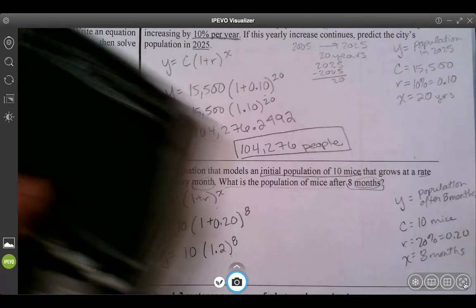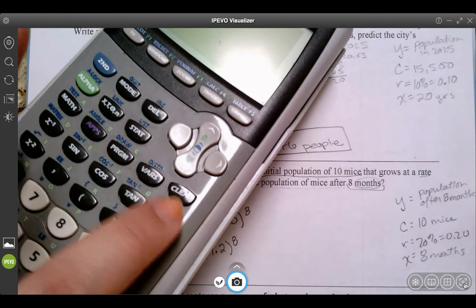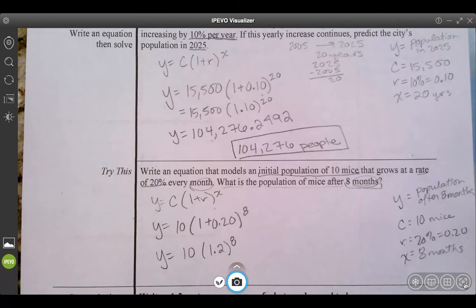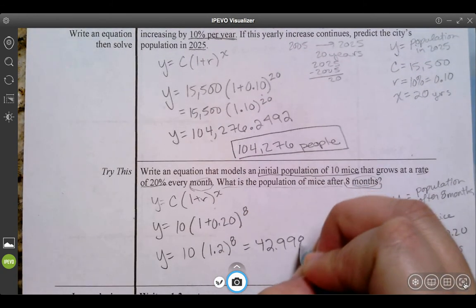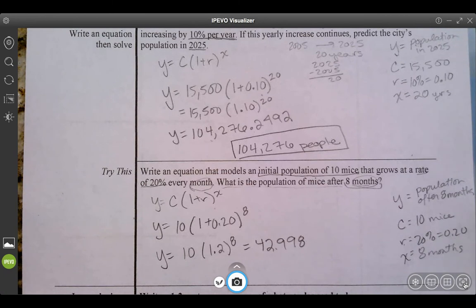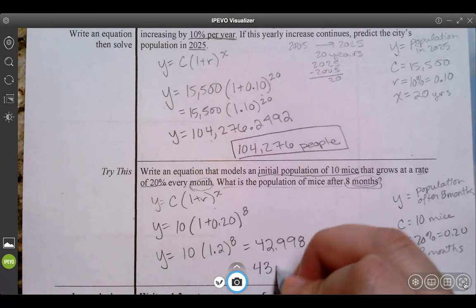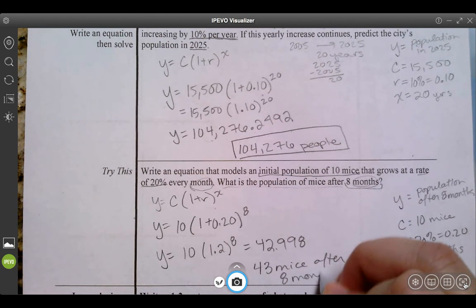From here, I'll go to the calculator. 10 times 1.2 raised to, remember that raised to the button, raised to the 8th. 42.998. Again, this is a number of mice, and so we're going to round to 43 mice after 8 months.